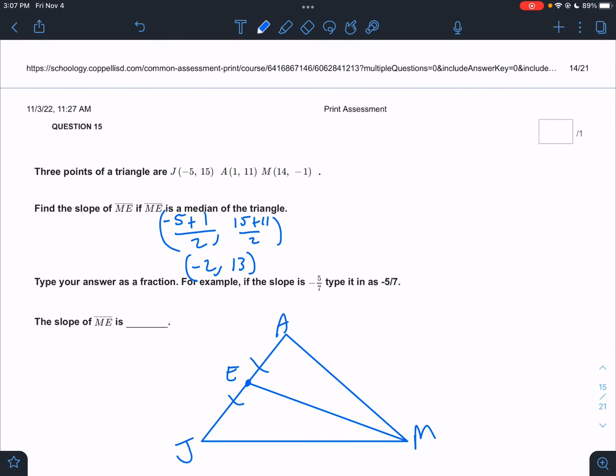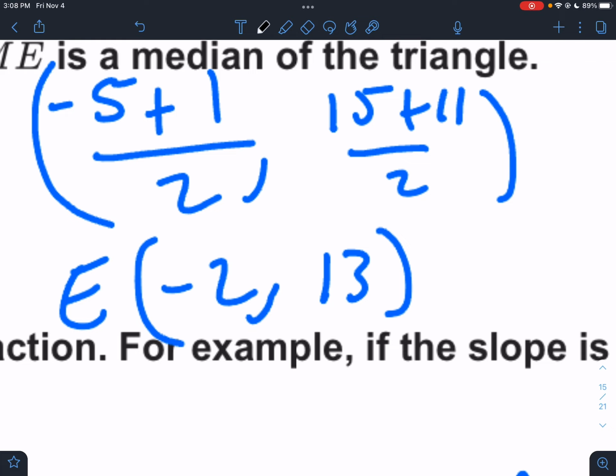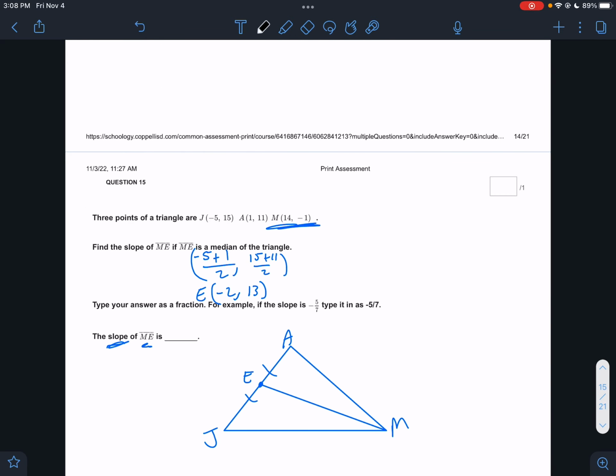All right, but that's not the slope. They wanted the slope of ME. Well, we just got E, and they gave us M. So now we're going to get the slope from M to E. So what did we have to do? We knew it was a midpoint. We knew that a midpoint had to be in the middle, right? So we got the middle of A and J. That's how we knew where to put E. This is the middle of A and J. Medians hit a midpoint. They gave us point M, and we just found point E.